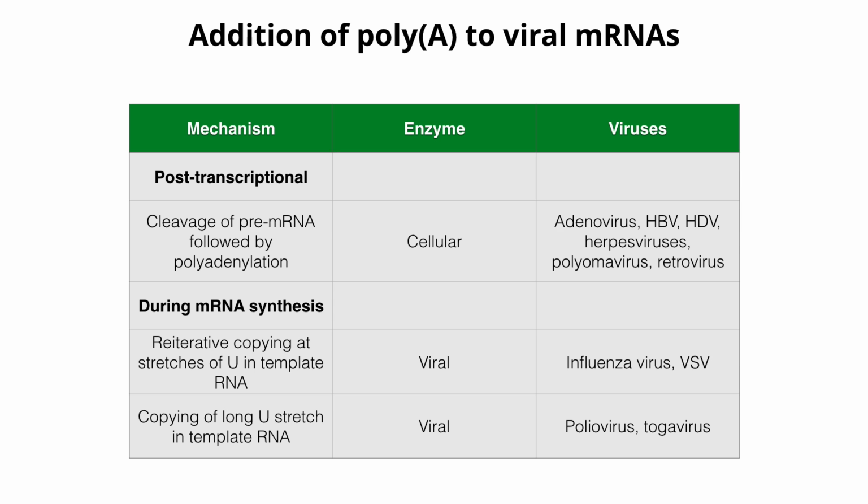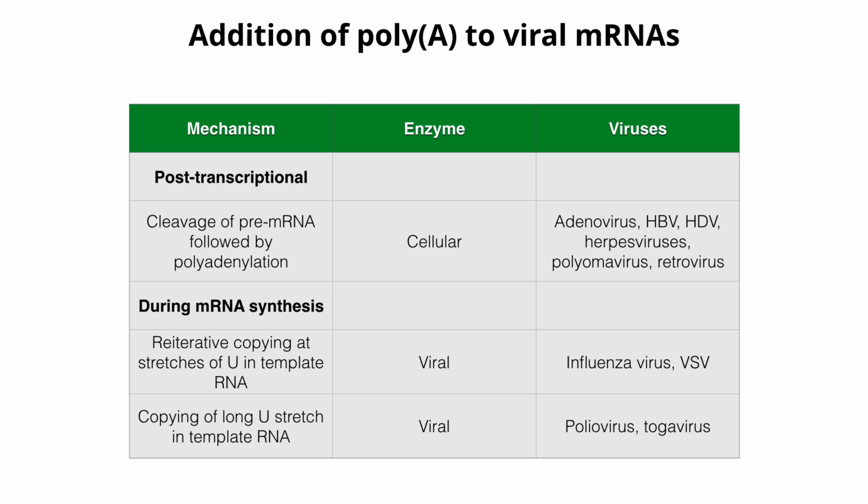Now, let's compare the different ways of putting poly-A on viral mRNAs, because last time when we talked about RNA viruses, we talked about how they add poly-A, and they're all summarized here. So what I just told you is called post-transcriptional addition of poly-A, because the transcript goes beyond the poly-A addition site, and then it's cut, and then poly-A is added. Cleavage of pre-mRNA followed by polyadenylation. The enzymes that do this are cellular, and this happens for all the viruses that we talk about: hepatitis B, herpesviruses, polyomaviruses, retroviruses, as we'll see as we go along.